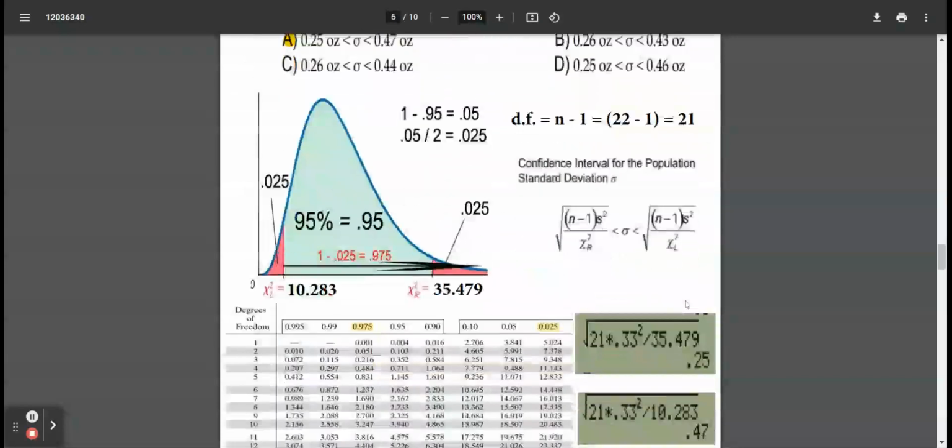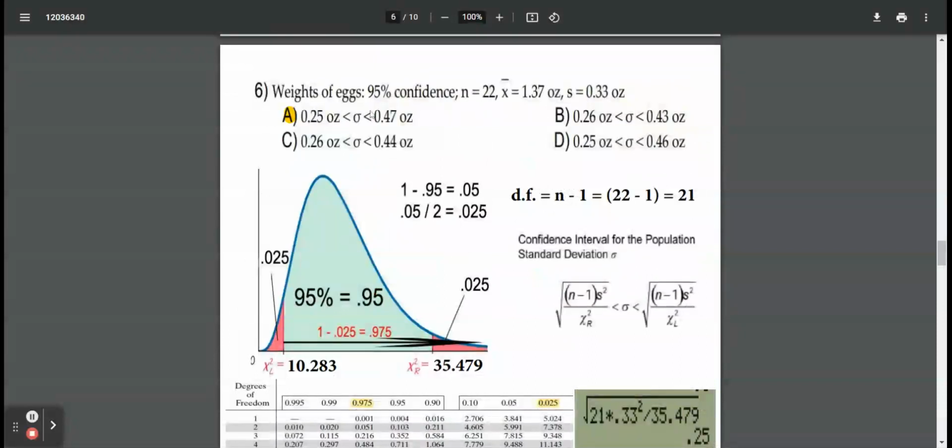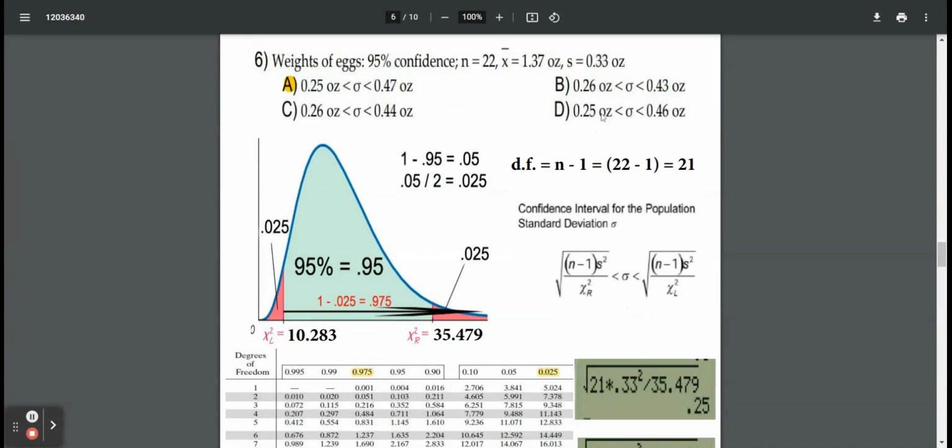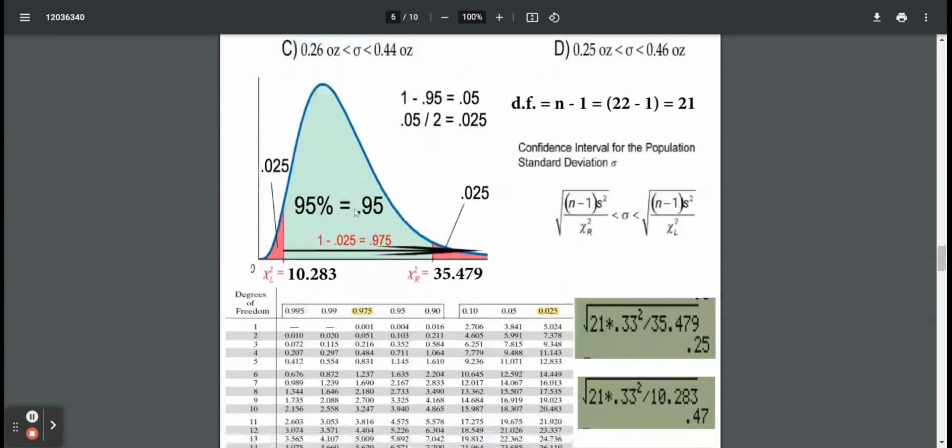Number 6, you're looking for a 95% confidence level, and it's 22. You don't need X bar, it's meaningless. Put a line through that. There's your standard deviation of your sample, 0.33. 95%, so that's in blue.